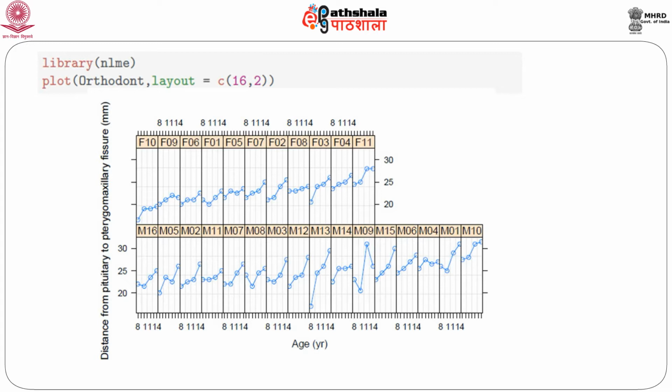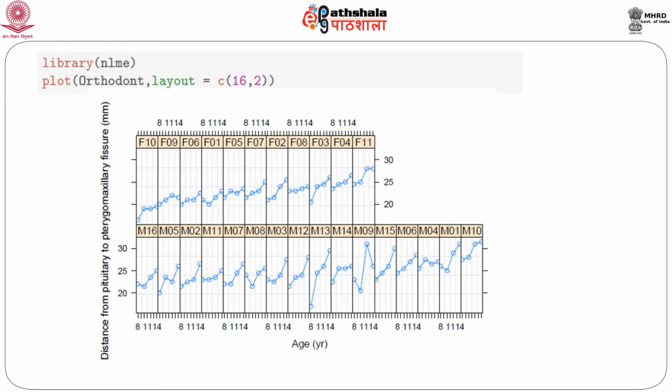Now, generally from the first impression it comes out that the females are starting at a lower distance as compared to the males, and there is definitely individual level variation, there is between male variation, and there is between female variation, and there is male female variation in the growth trajectory. So, the aim of this analysis is how do we completely model the data.